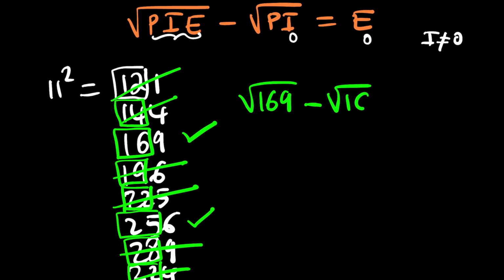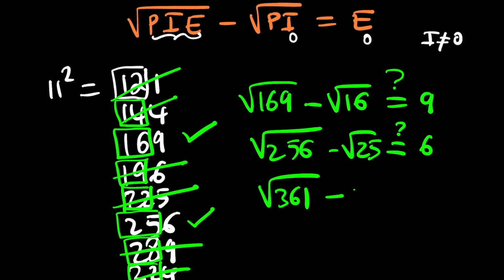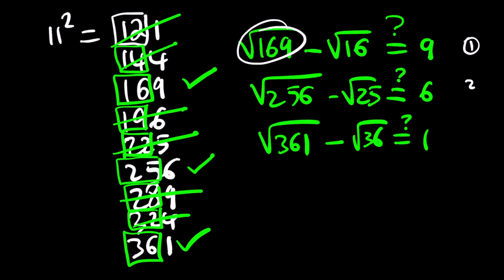Is this going to work, right? That's what you need to check. Question mark. Or is this going to work? 256 minus 25, is that equal to e, which is 6 in this case, question mark again. And for the last one, 361 minus square root of 36, is that equal to e, which is 1? Okay, we're going to check each one of these and see which one. Maybe we're going to have more than one solution, right? So let's see, we'll number these 1, 2, 3.